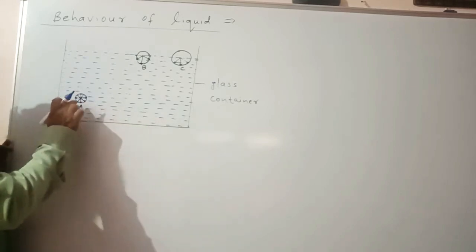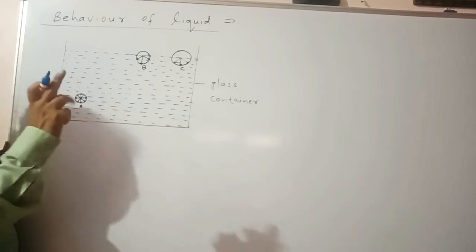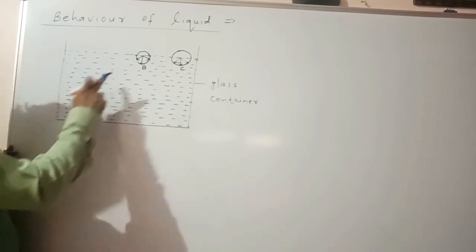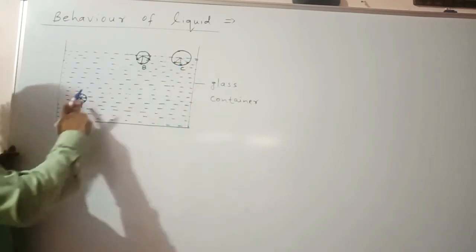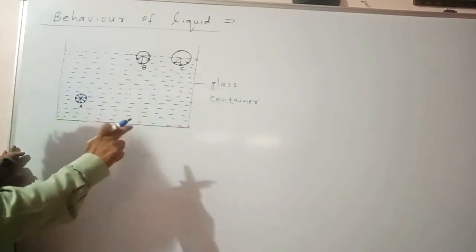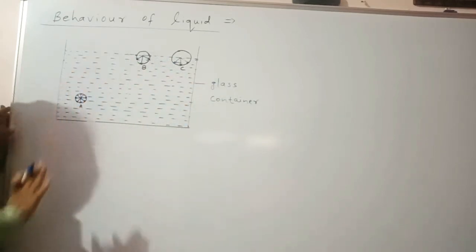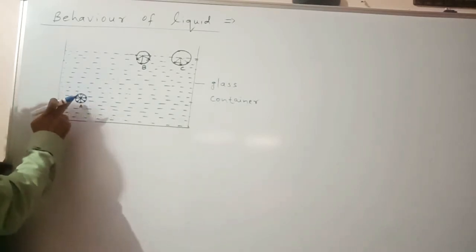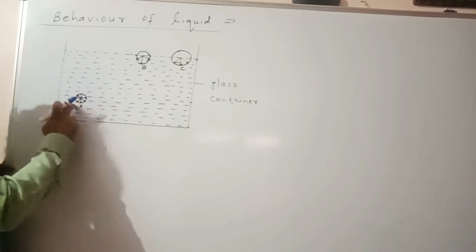Out of all the water molecules, we are considering only three water molecules: A, B and C molecules. These three water molecules are situated at different positions. The first water molecule is the A molecule, which is completely inside the liquid.